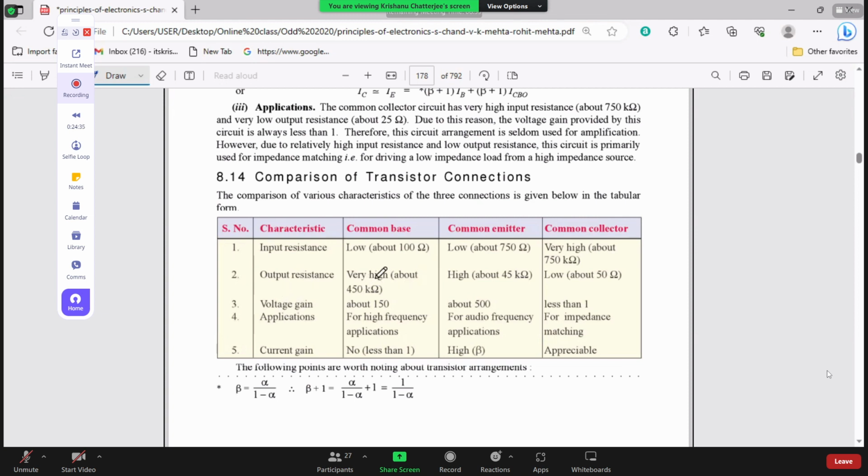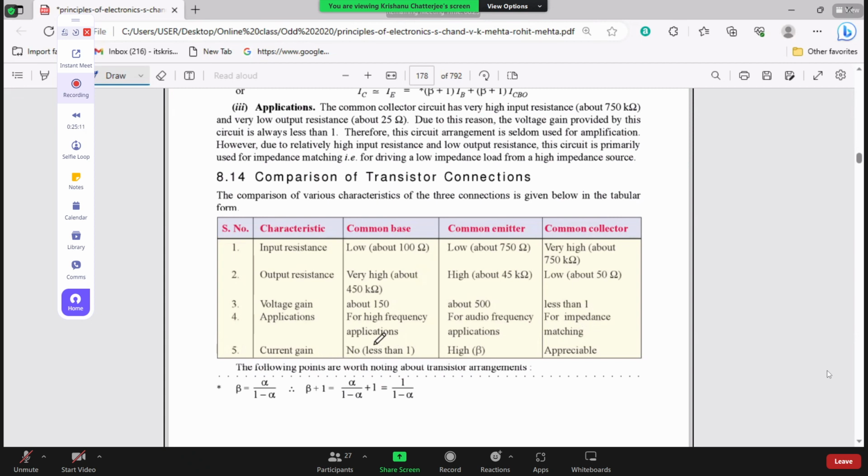Output resistance is very high in common base, high in common emitter, but low in common collector. Voltage gain is less than 1, and that is the main reason why we are not using the common collector in our applications. In common emitter the voltage gain is about 150, and you can see the voltage gain over here is about 500. And we apply it for high frequency application, for audio frequency application, and for impedance matching.